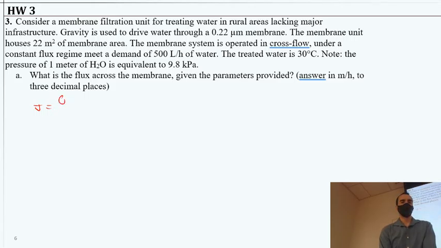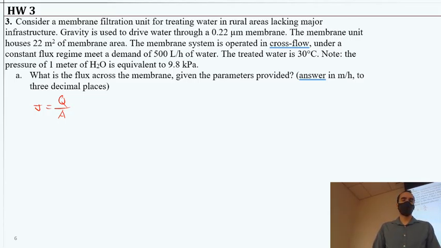And the simplest equation for flux is simply the flow going across it divided by the area that it's going across. For problems like this, before you jump to the formula sheet and look at all the different formulas that might incorporate a flux J, stop and think about what is the simplest route, and does it make sense?